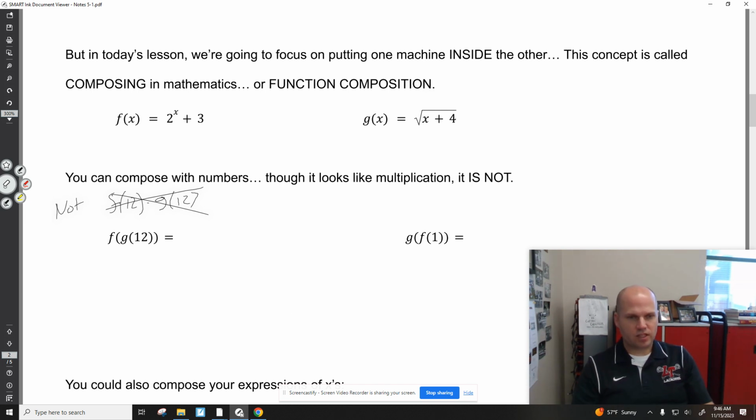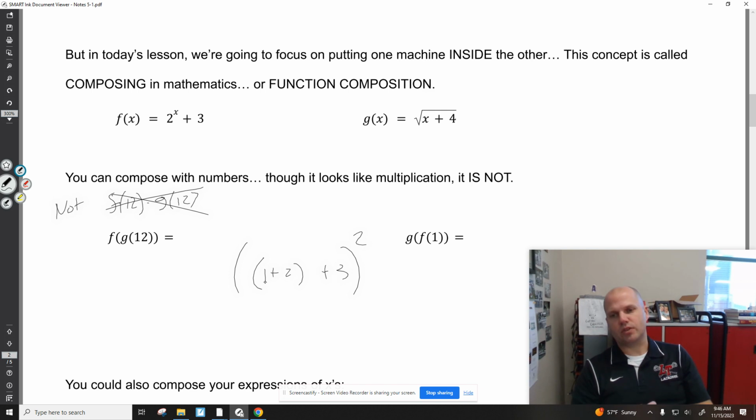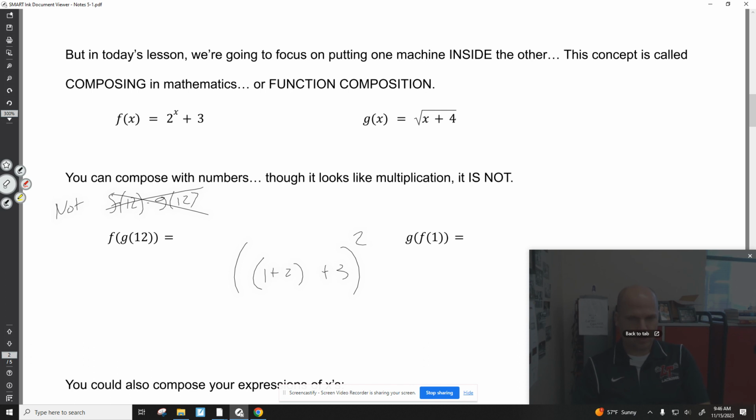If I gave you something like this, parentheses 1 plus 2 plus 3, parentheses squared, what would you do first? I'd probably work on the innermost parentheses, the 1 plus 2. I'd add those two together, then I'd add 3, then I'd square everything. So this is kind of the idea.